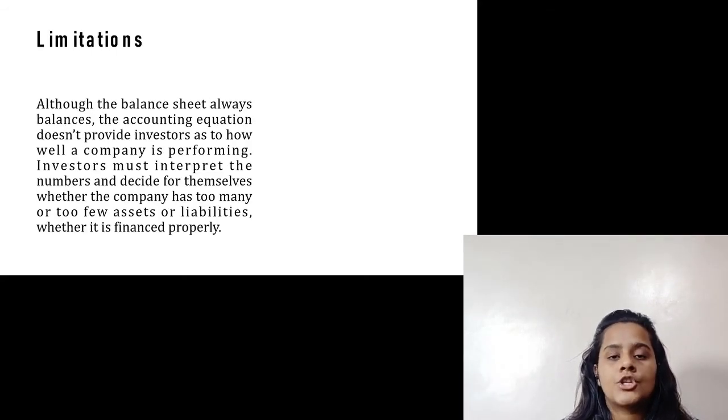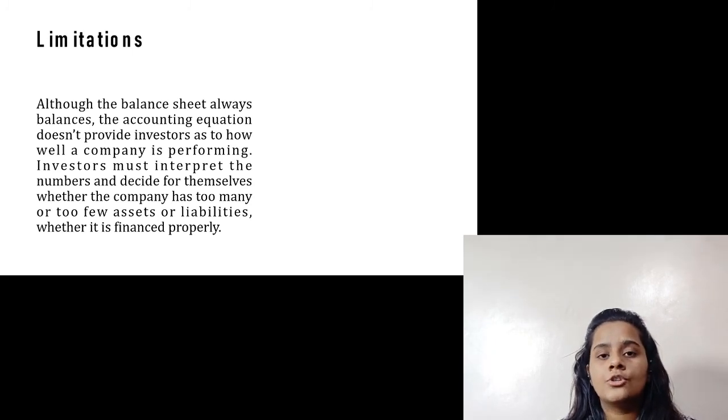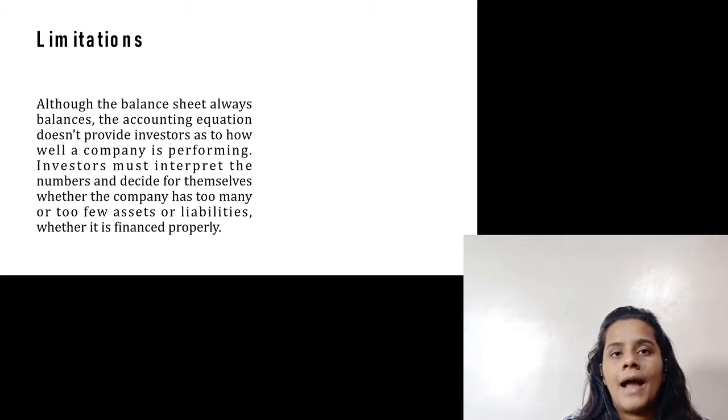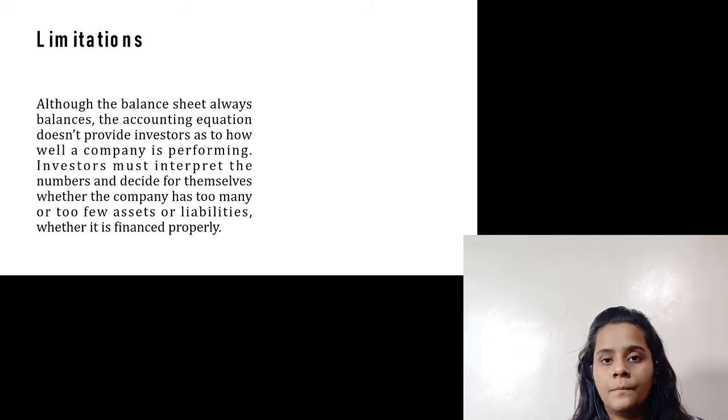Now, what is the limitation of it? The accounting equation only tells you that okay, you have 50,000 of an asset, out of which 20,000 is liability, that is your obligation to a third party, and 30,000 is your capital, that is the owner's interest. But it does not give you any interpretations on its own. You have to interpret those figures. The balance sheet will always tally, but it does not provide investors with how well a company is performing.